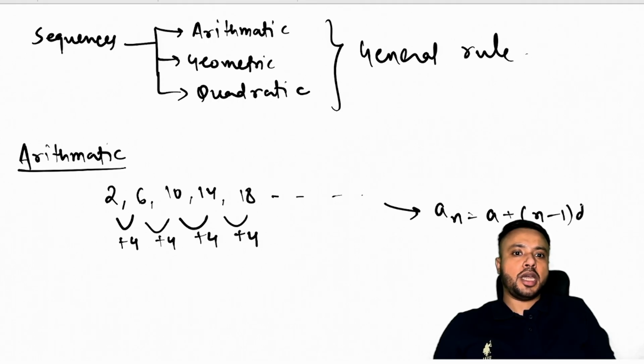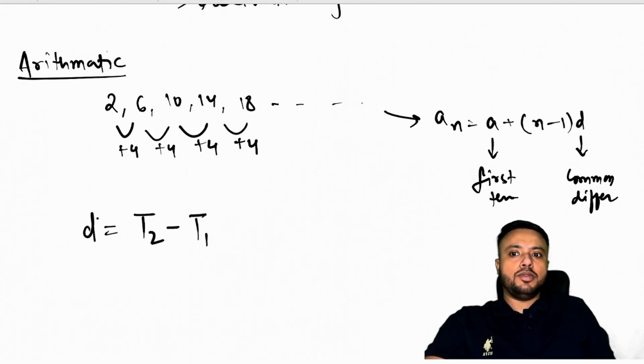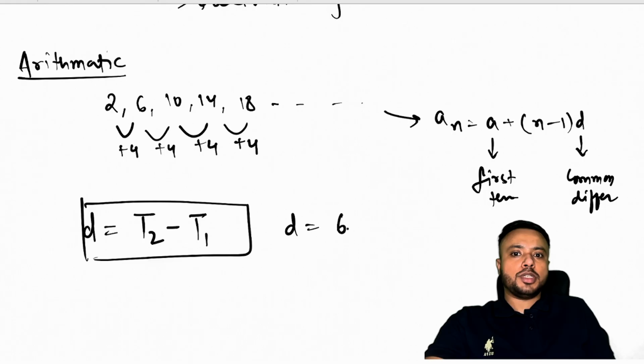So the general rule of an arithmetic sequence is given by the formula a_n equal to a plus bracket n minus 1 times d, where a is the first term, guys. A is the first term of the sequence and d is the common difference. Now d is always found by using the formula t2 minus t1. So for this particular sequence, d is going to be 6 minus 2, which is going to be 4. And a is the first term in this, which is 2.